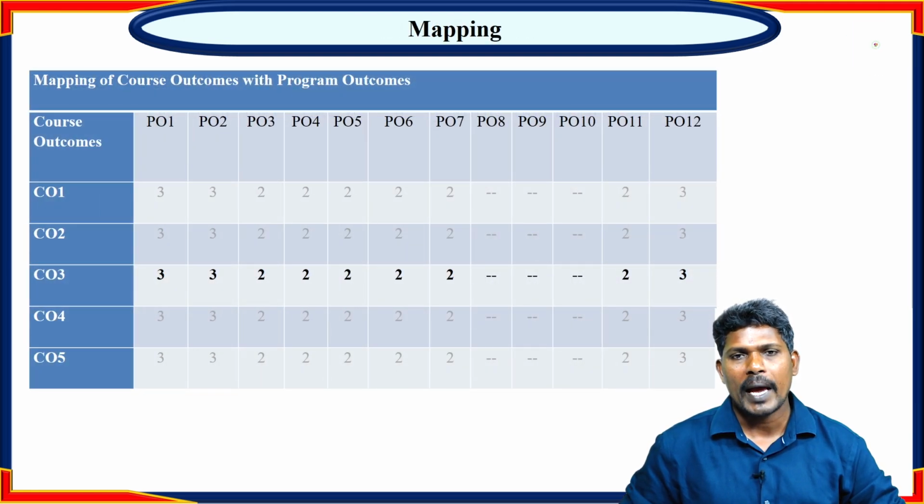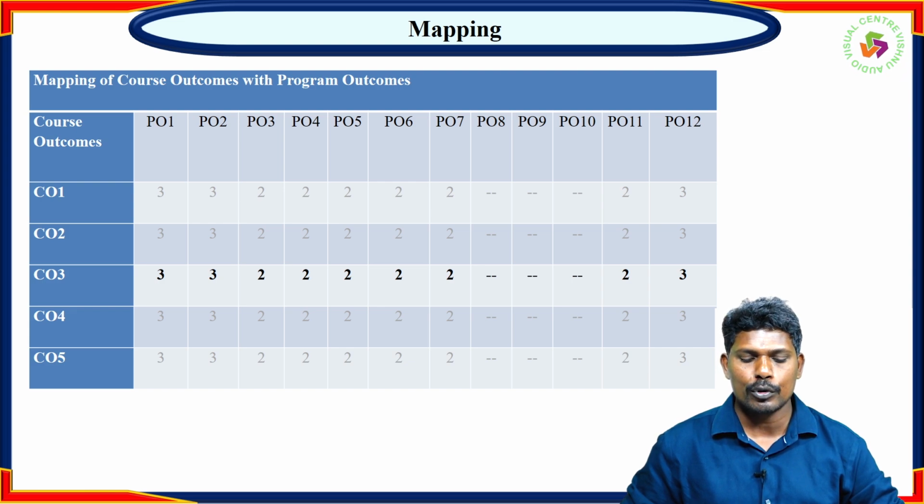When you map this unit outcome with the program outcomes, we can see PO1, engineering knowledge, it will fulfill 100% for engineering knowledge, and PO2 also 100%. Like in PO12, it is lifelong learning. This unit will help you in lifelong learning.